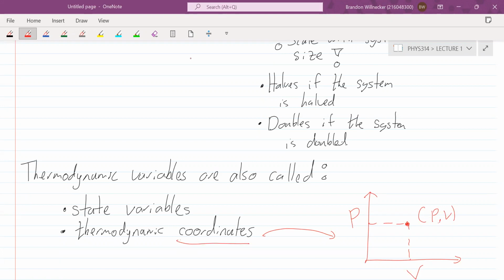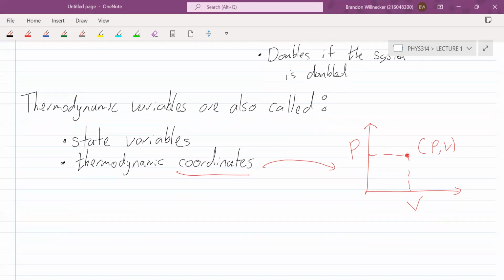So what is state functions? We're not there yet. We will get there. So we're just on thermodynamic variables for now. We'll get to state functions, I think, on the next page. Okay, so that's the thermodynamic coordinates.